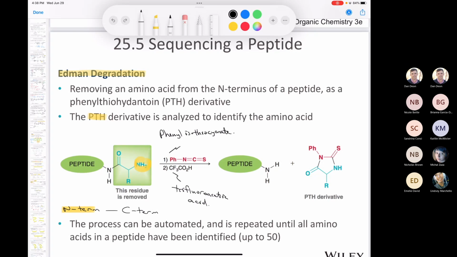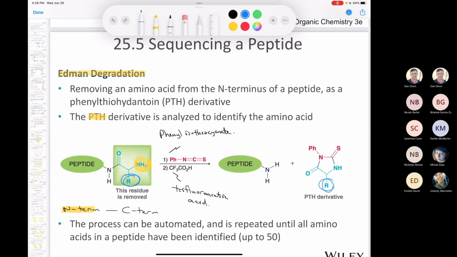You end up plucking off that amino acid, but the amino acid with its R group, here's the R group, it gets incorporated into this molecule called the phenylthiohydantoin derivative. And when you run the mass spec on that, or the NMR, you'll be able to figure out, hey, this is the amino acid that got ripped off. And then you just keep doing it over and over, because now you've got a new N terminus exposed every time you pull one off.